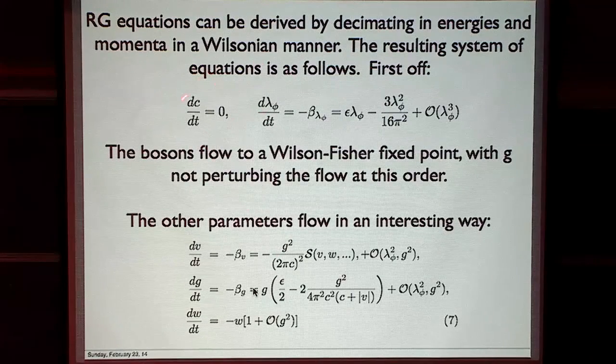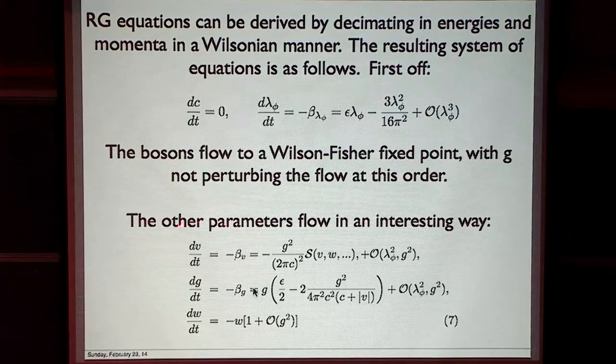The boson velocity does not flow. The fermion loop diagram is, in fact, UV finite. That's related to the non-relativistic nature of the system. These coefficients were computed probably by Matthew's father. The bosons flow to a Wilson-Fisher fixed point with G not perturbing the flow at this leading order. But the other parameters flow in a much more interesting way.